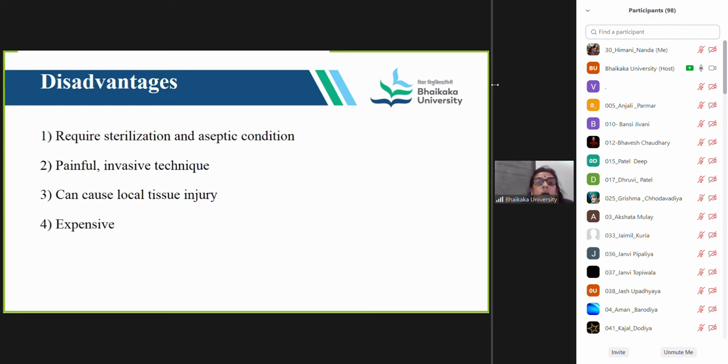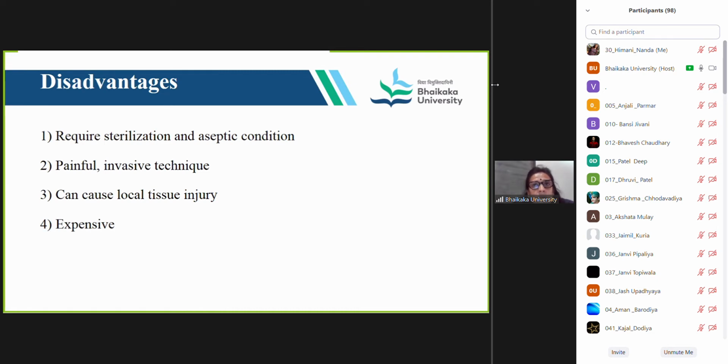It requires sterilization and aseptic conditions, especially parenteral. Painful, of course, and an invasive technique. So it could be non-compliant for the patient, meaning the patient may not comply with this technique. It can cause local tissue injury. And of course, with these injections, it is expensive. So these are the disadvantages of the parenteral route.